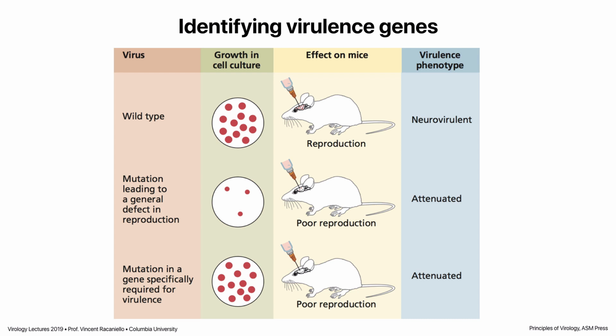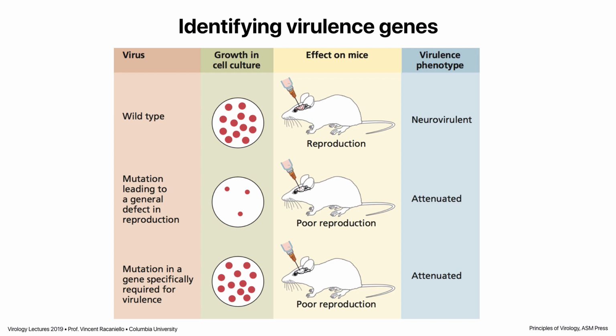We call it attenuated. But this is not an interesting virus at all because all it's doing is growing poorly. It does so in cell culture and it grows poorly in the mouse brain. It's not interesting because this is just a general growth determinant. It's some gene that's needed for replication. But the next mutant, this is a separate mutation here down at the bottom.